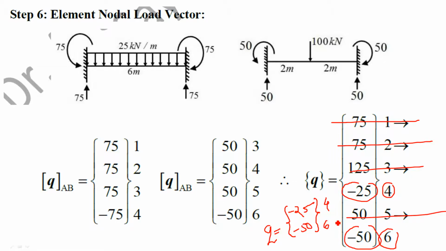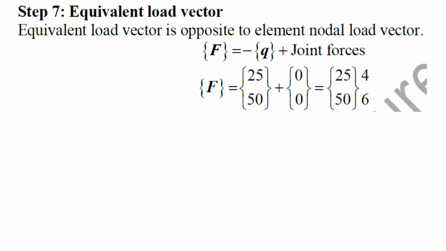Once you find out this small q, we have to find out the equivalent load vector. Equivalent load vector is represented by vector F, capital F. F is equal to minus of Q. So whatever Q we have derived in the last step, that sign we have to change. This was the Q, minus 25 and minus 50 in the previous step. Now if you use minus Q, both minus become plus. So it is plus 25 and plus 50.